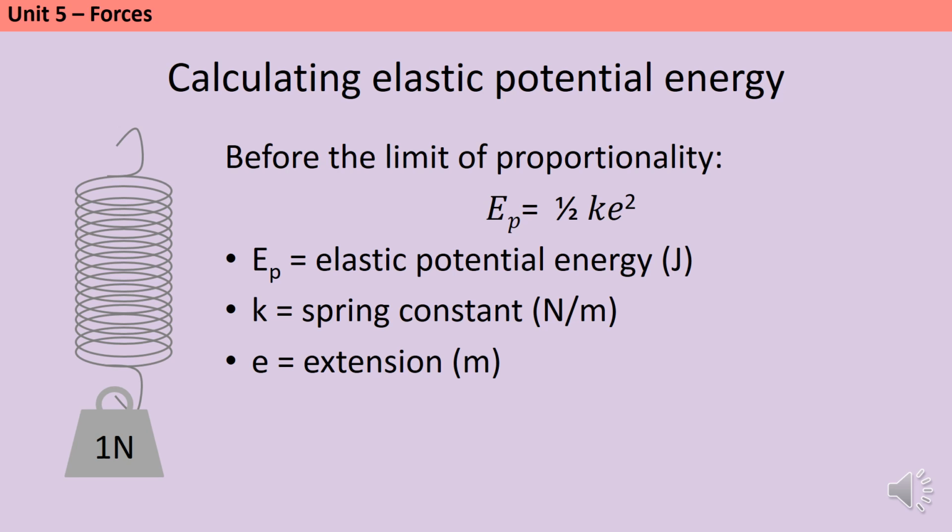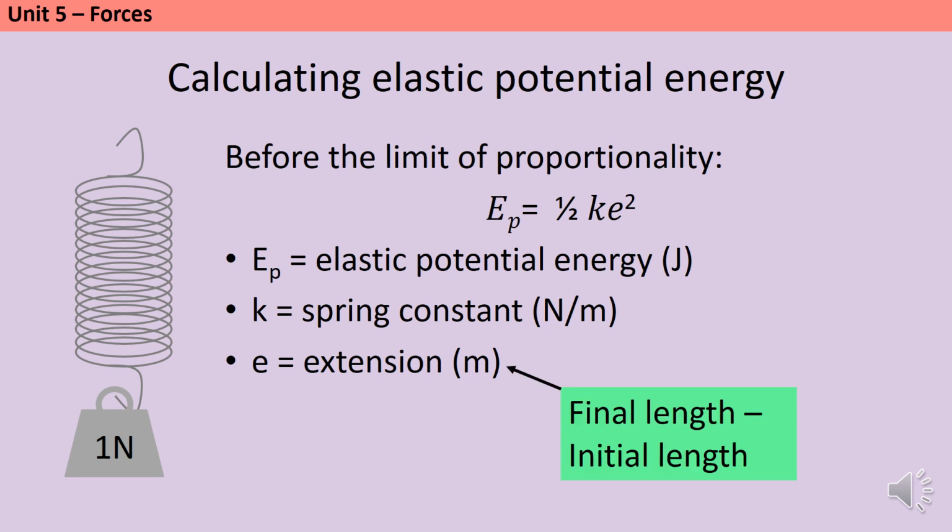If the spring has not reached the limit of proportionality, then we can calculate how much elastic potential energy is stored in it using the following formula. Elastic potential energy is half multiplied by the spring constant K multiplied by the extension squared. Extension isn't the total length, it's the change in length compared to when there was no force applied.